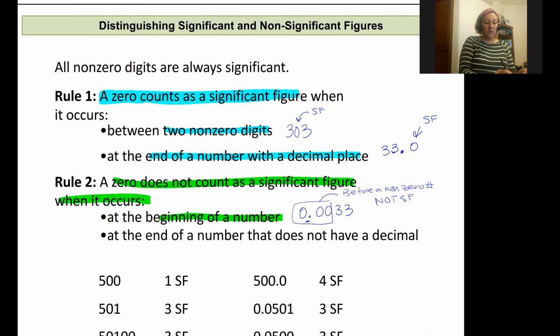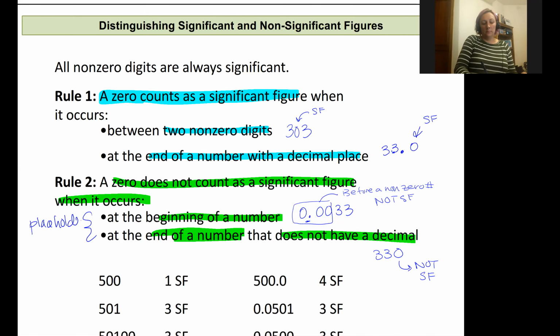This also occurs, it's not a significant figure when it's at the end of a number without a decimal place. So if instead of 33.0 we had 330, this zero would not be a significant figure. In both of these cases, the zero is acting as a placeholder. And when zeros are acting as a placeholder, it's just giving a scope of magnitude. It's not actually giving us any information about how the measurement was made. So as long as it's after a non-zero number and there's a decimal place, it'll be a significant figure.